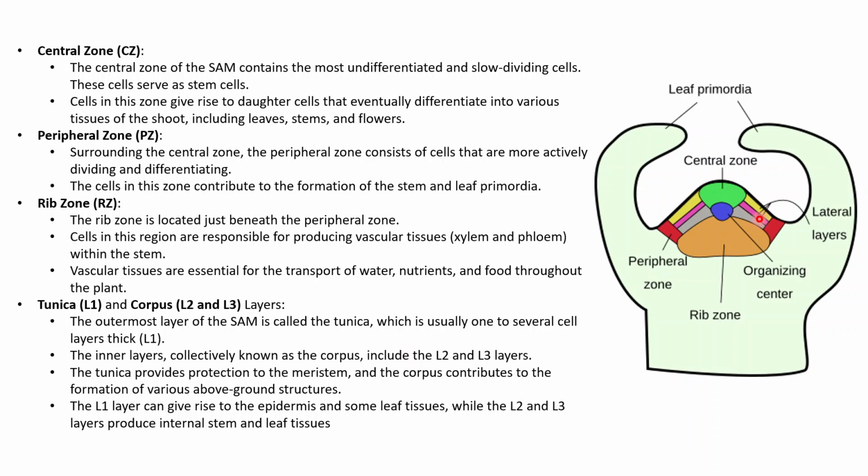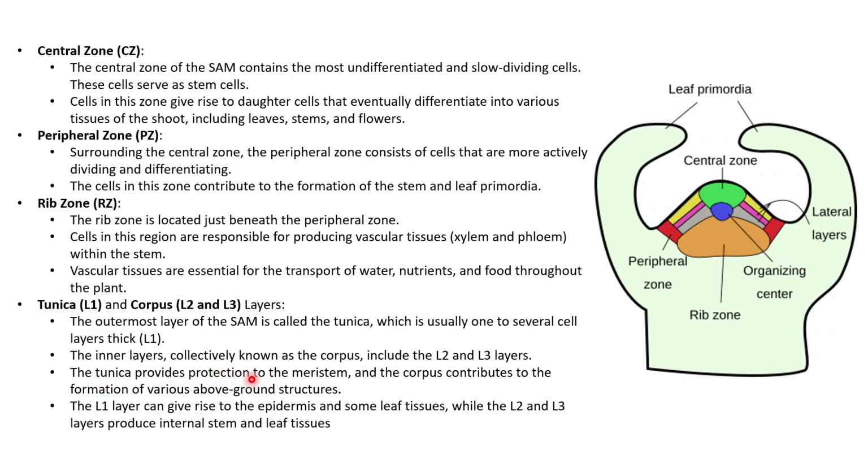Then we have three layers called lateral layers, L1, L2, and L3. The outermost layer of the SAM is called tunica, which is usually 1 to several cell layers thick, the L1 or the yellow layer. The inner layers, collectively known as the corpus, include L2 and L3. So the pink and gray ones are the L2 and L3.